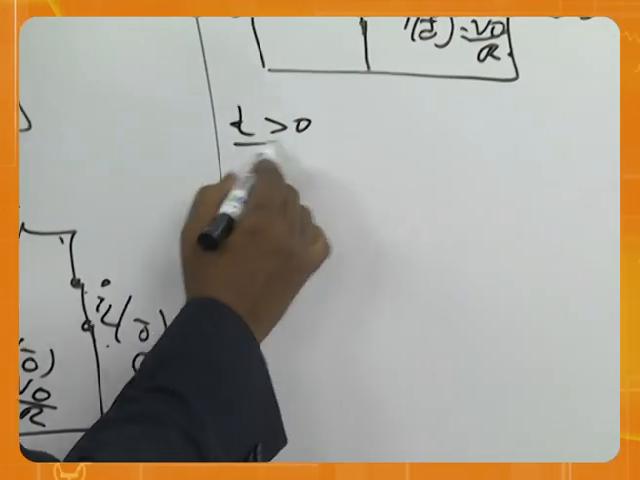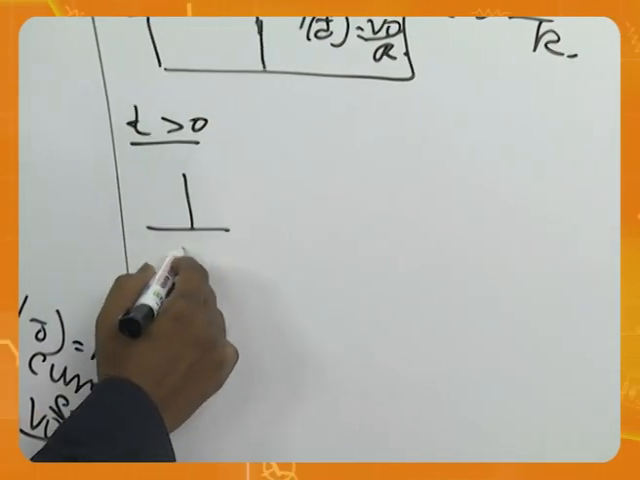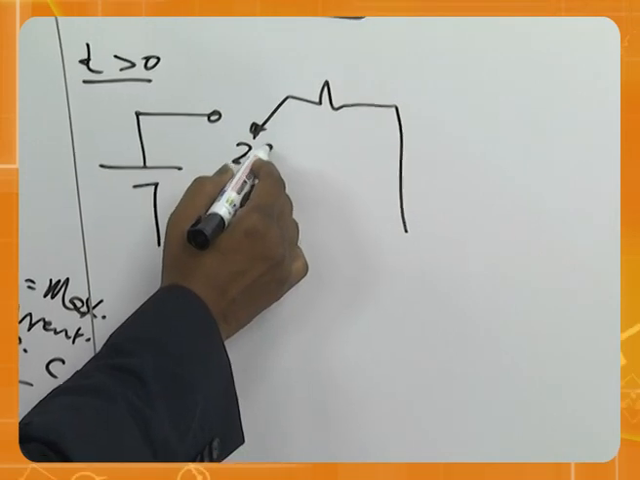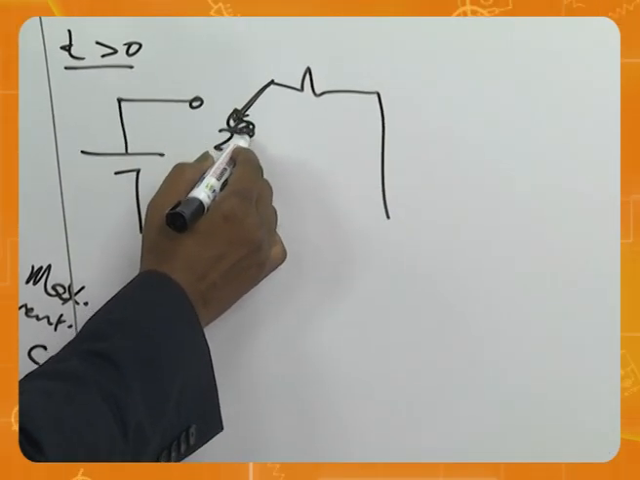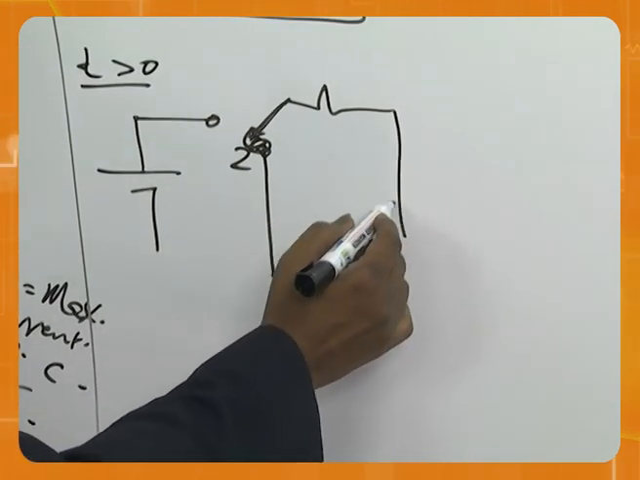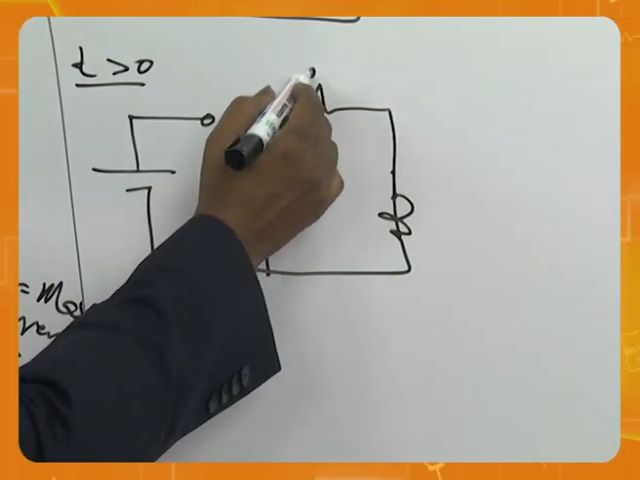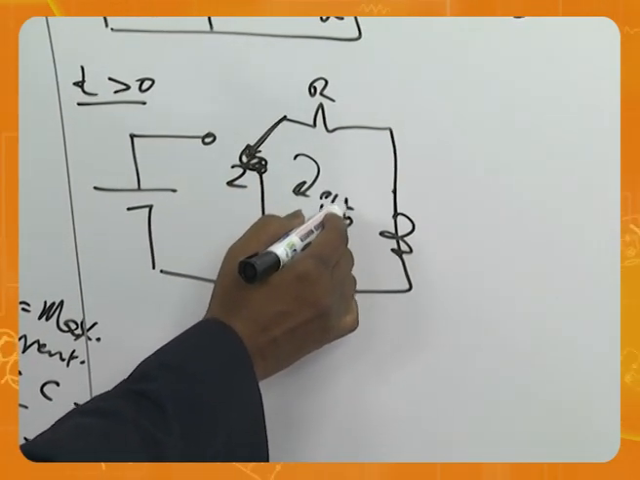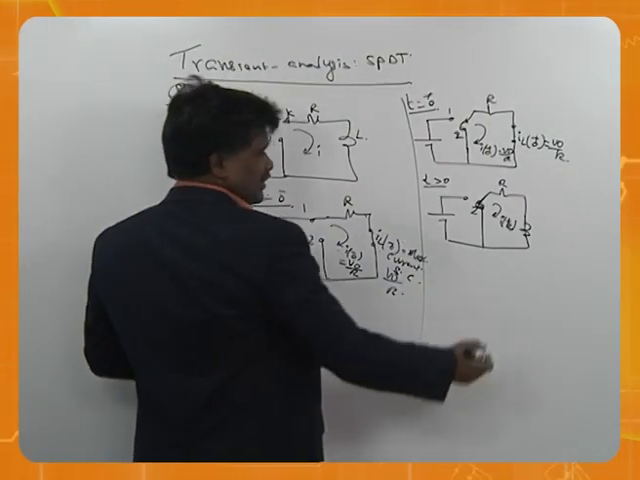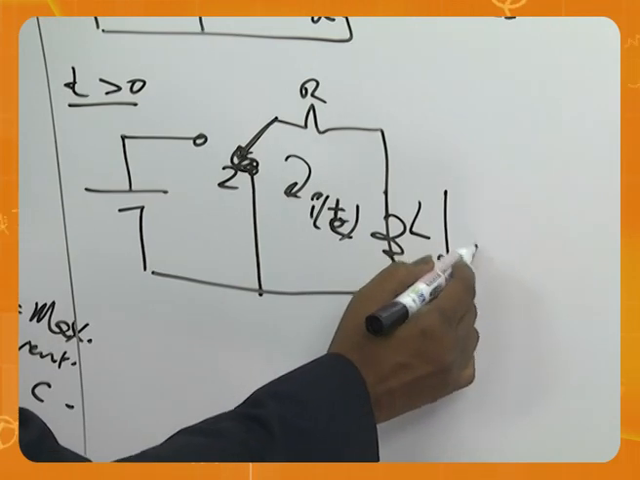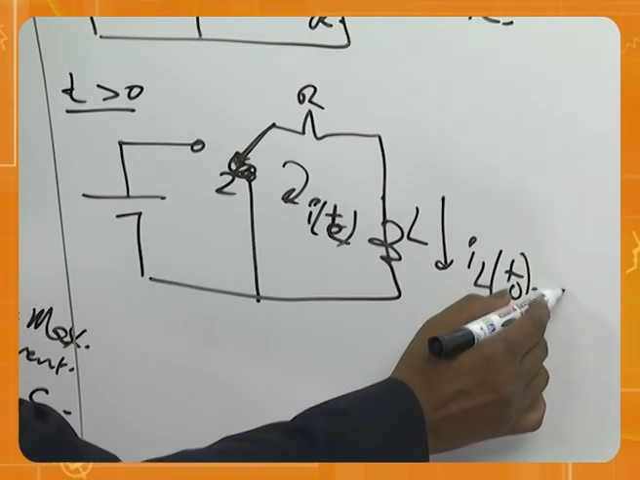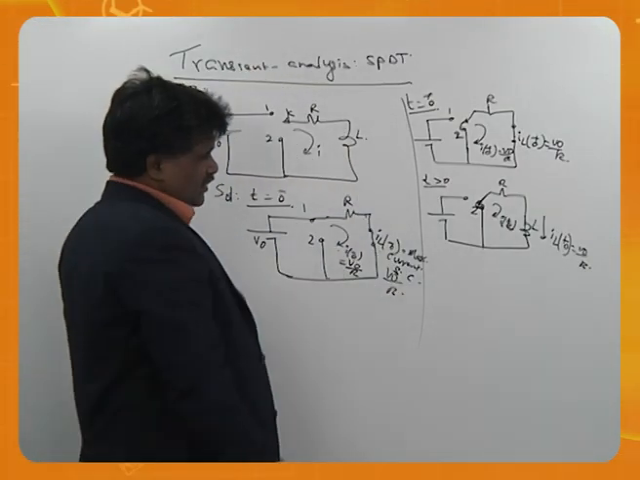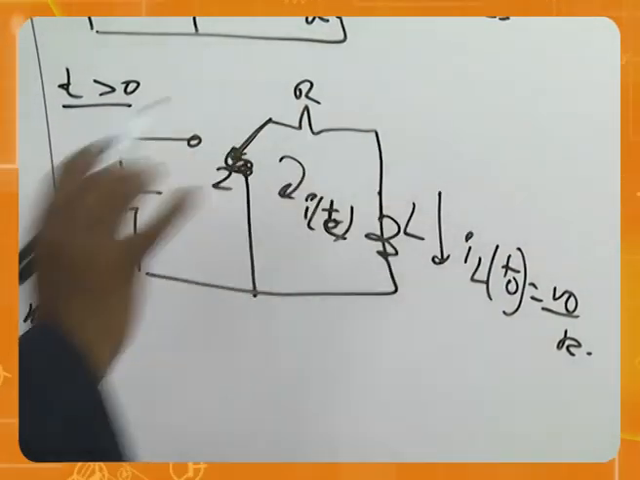Okay, then t greater than 0. Switch is here. It is connected to position 2. Like this. And the inductor should be present, with iL(0+). Please remember, when you say inductor is present, you always say how much it is present with. What is the initial value? Otherwise, you know what happens? You may forget. Better to write it and keep it there.